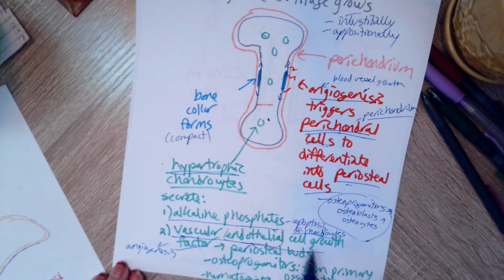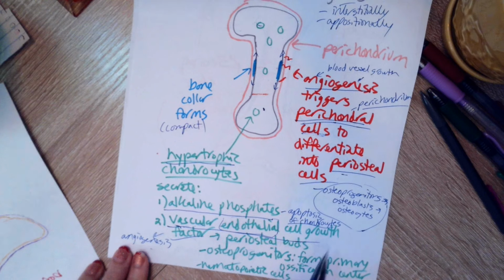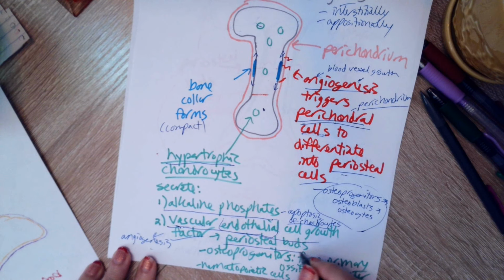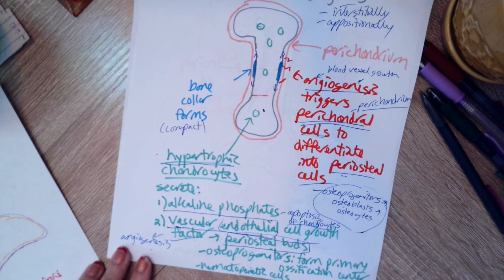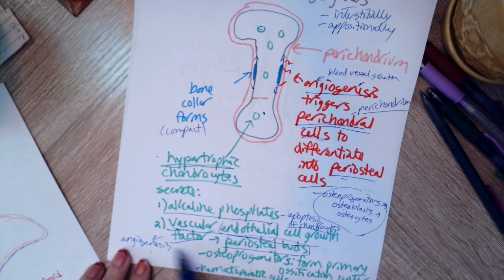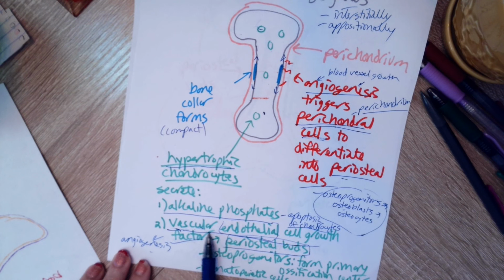So vascular endothelial cell growth factor triggers angiogenesis, and this is going to form periosteal buds. These are just a name for the clump of blood vessels that we're going to see in the next step, which is going to be on the next page, where we have all these blood vessels that are a result of the angiogenesis caused by the vascular endothelial cell growth factor that was released by these dying hypertrophic chondrocytes.